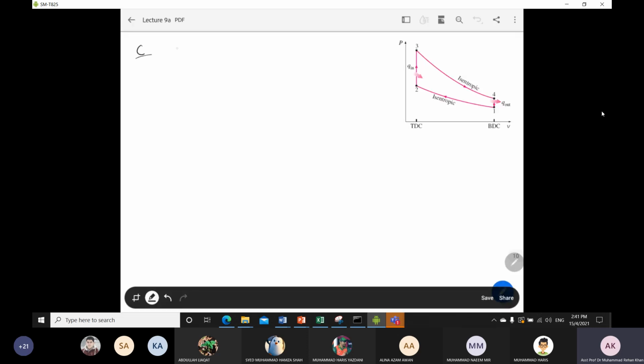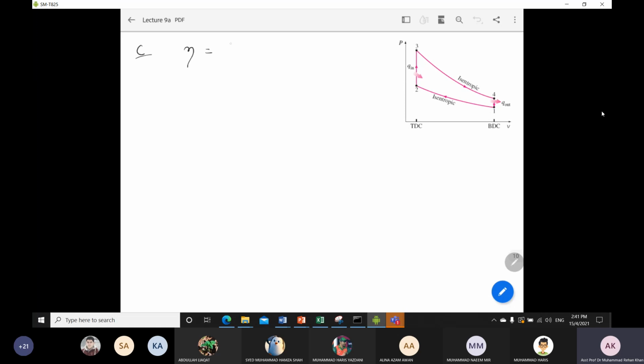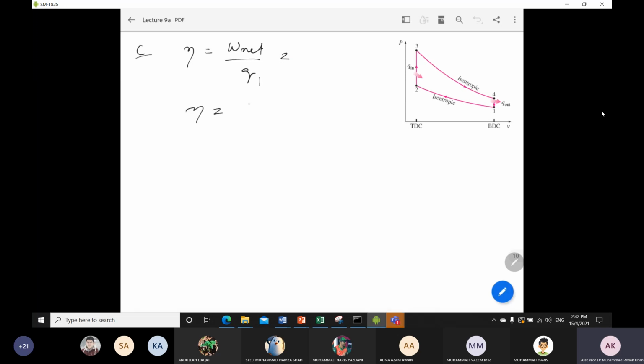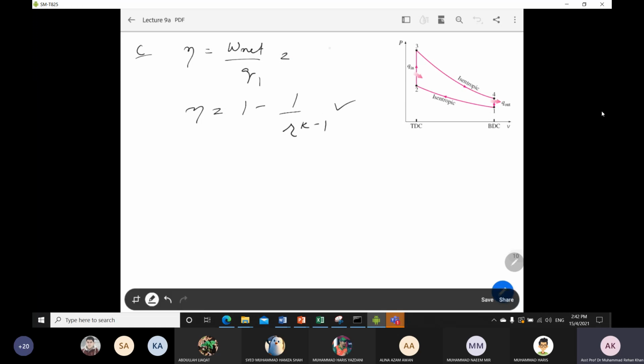So coming towards point number C, which is your thermal efficiency, you can just apply the relation W net over Qn, and you can get the value. Or you can also apply the relation we already talked about, which is 1 minus 1 over r^(k-1). So you can find the efficiency from this relation, or either apply W net over Qn.